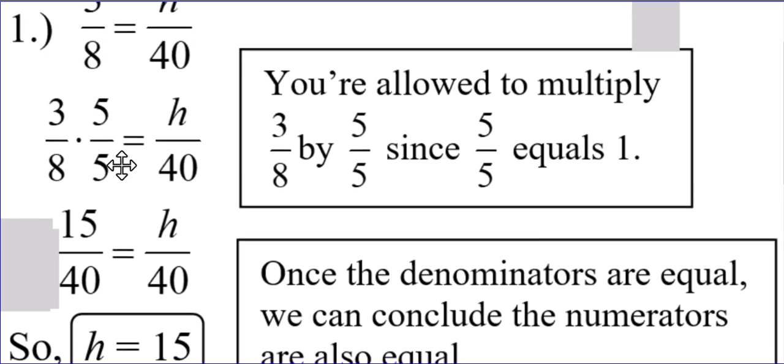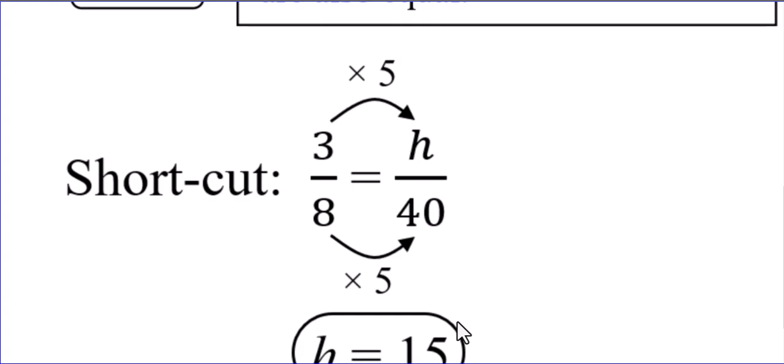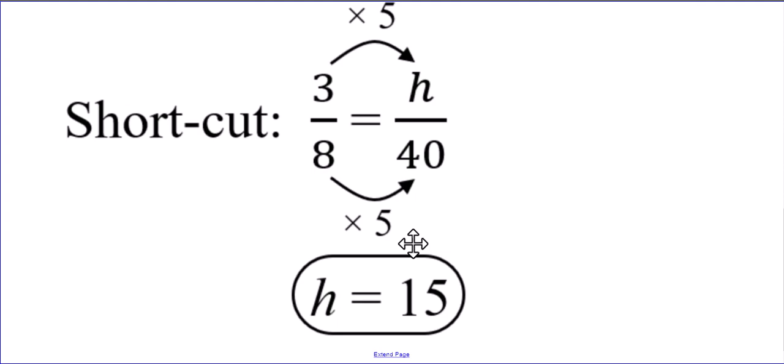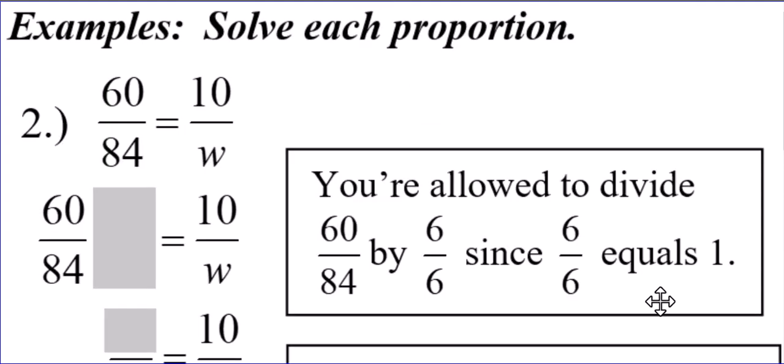The reason we were allowed to do this is because 5 over 5 is the same as 1, which is why we could multiply the 8 times 5 and the 3 times 5. Now, the shortcut. When you see that you have a denominator that can be multiplied by something to get the other denominator, then you're going to take the numerator times that number as well to get the answer for the variable. Take a look at problem number 2.